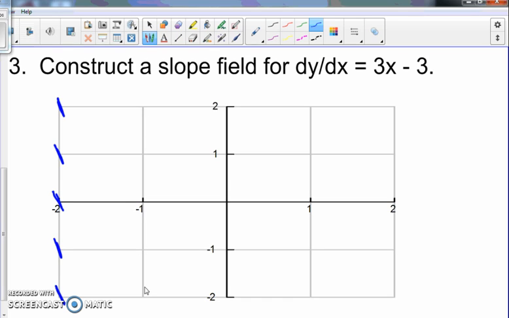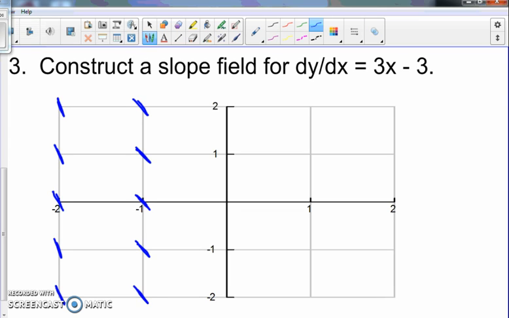Then you'll do it again for all of them with an x coordinate of -1. If I substitute in -1, I get -3 minus 3, which is -6. So -6 is still a pretty steep negative slope, but it's not quite as steep as the one I've already drawn. So when I draw it, I'm just going to make sure that it's not quite as steep as the ones that I drew at -2. Kind of like that.